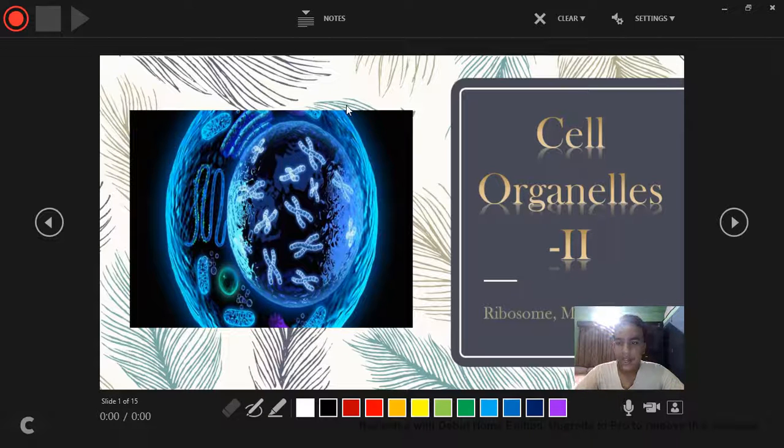So here is another slide on biology. Cell organelles 2. First, I spoke about cell organelles 1, right? In that I talked about the outer membranes, the cell wall and the cell membrane, and the details about them. This time we will talk about the details of ribosome and mitochondria, okay? Cell organelles 2: ribosome and mitochondria.